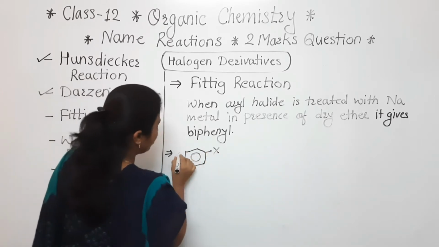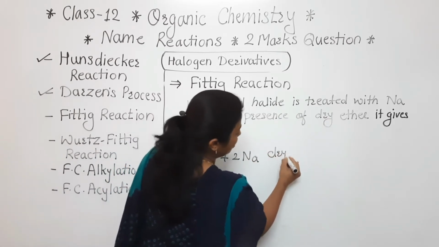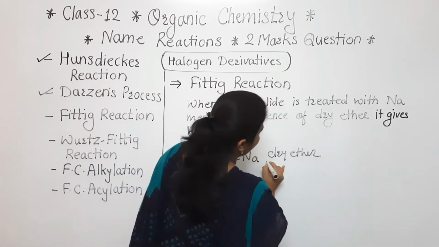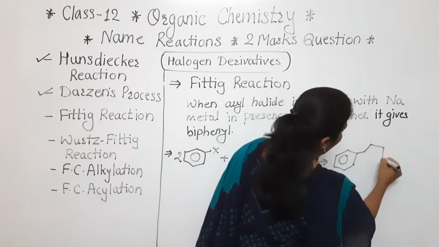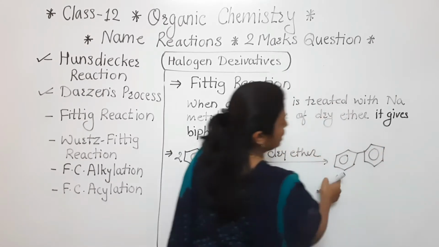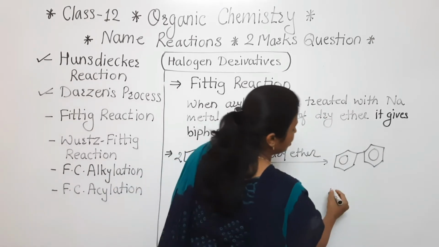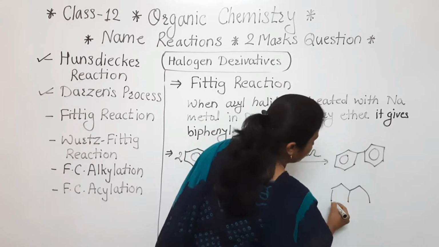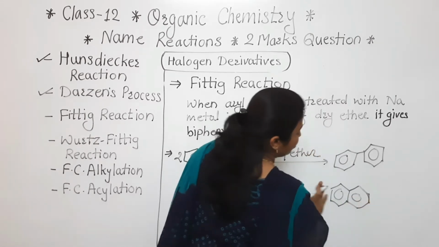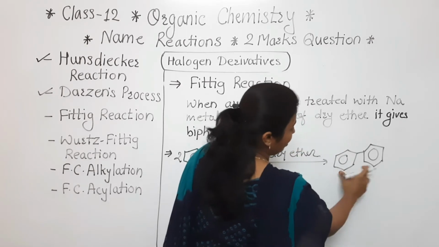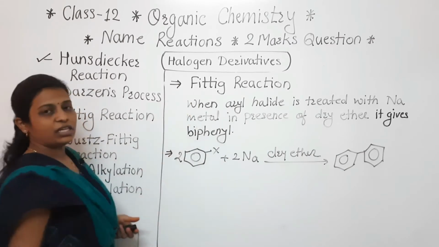We have to treat it with sodium metal in presence of dry ether. At that time it gives the product, that is biphenyl. Means here we have to join two benzene rings to each other. But when we are writing this structure, sometimes that mistake will be there. You will draw the structure of naphthalene. So don't do that. Please, when you are drawing this diagram, you have to draw the structure like that only. And this is the Fittig reaction.